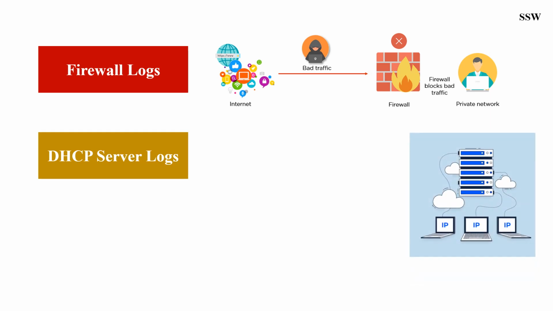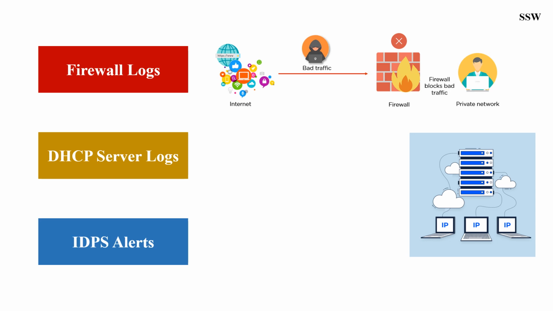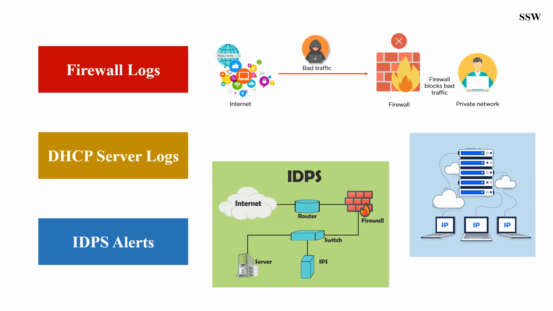DHCP server logs. DHCP stands for Dynamic Host Configuration Protocol. It assigns the IP address to the networks, and during this some logs are created which include the assigned IP address, MAC address of the device, time, and the system's hostname. IDPS alerts. Intrusion detection and prevention system alerts are generated when they detect any suspicious or malicious activity over a network.